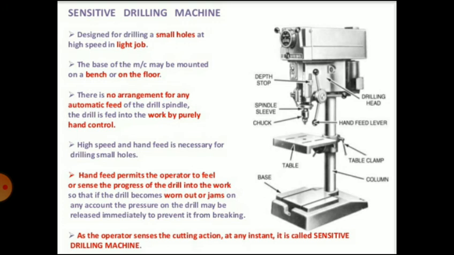Second adjustment: the head and table may be moved in an arc of 180 degrees around the column. So you can rotate the head as well as the table in an arc of 180 degrees around the column. So these are the two adjustments that you can make in a sensitive type drilling machine.